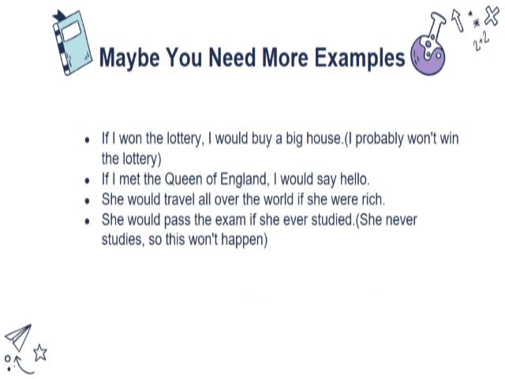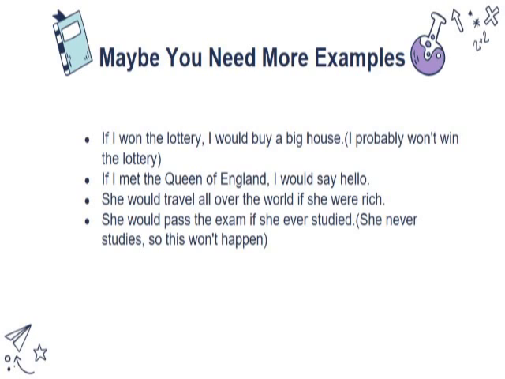Look at this one. If I won the lottery, I would buy a big house. I probably won't win the lottery. And then, if I met the Queen of England, I would say hello. If I met the popular Korean actor Kim Sun Ho, I would say I'm his fan. It is impossible, right? This is impossible.